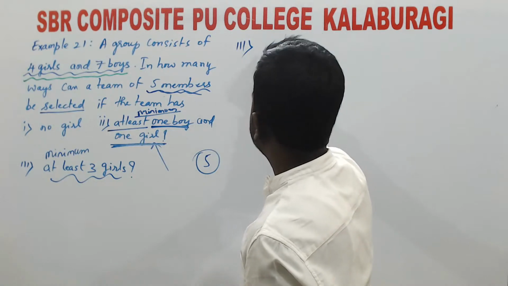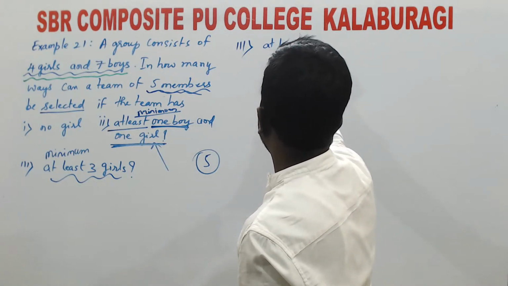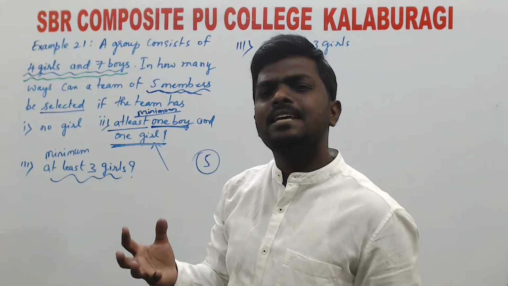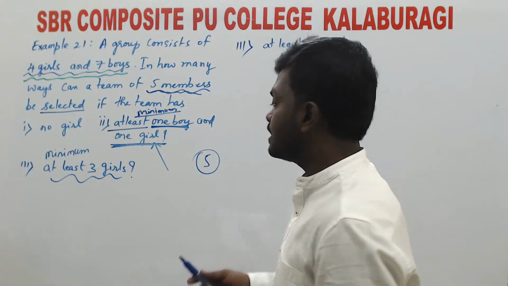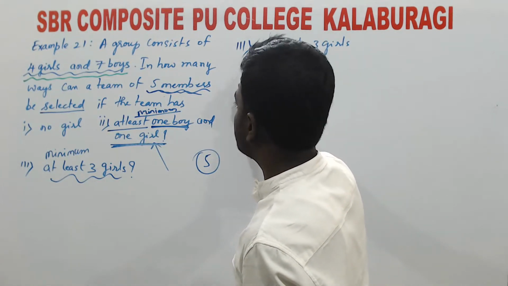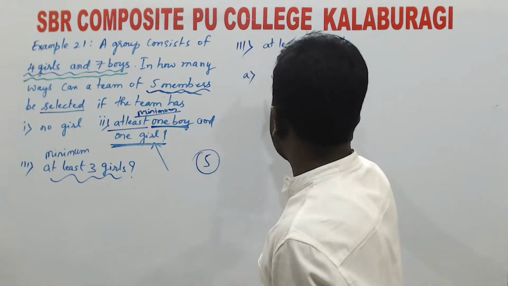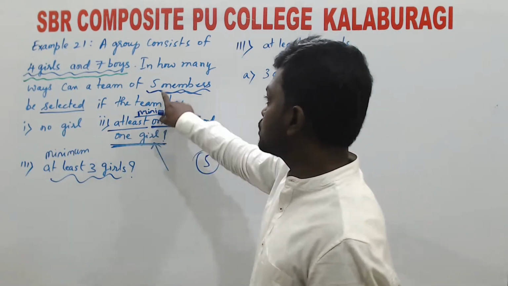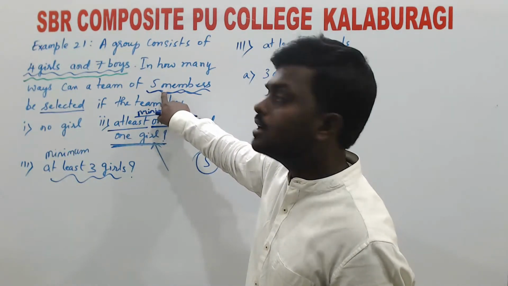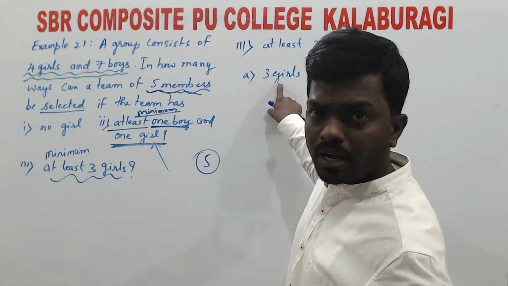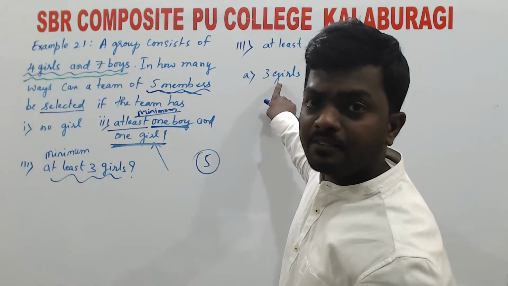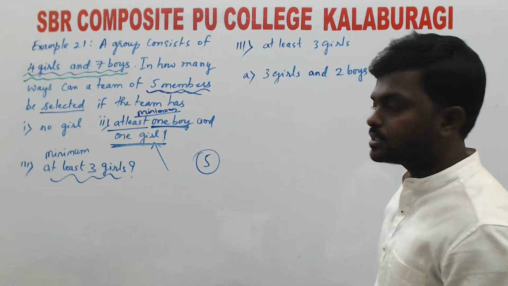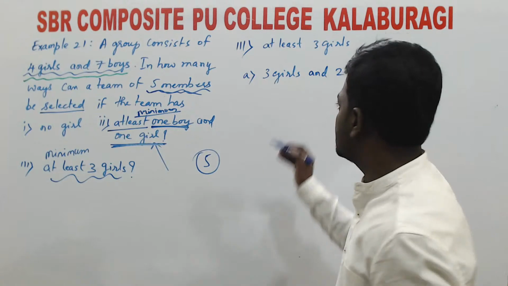Okay. So the third one, at least three girls. Let me see in how many ways I can make a team with at least three girls. The first team: minimum three girls I have taken, but the team should have five members, students, right? So minimum three girls is over here, so the rest must be taken from boys only. Three girls and two boys. So this is one combination.